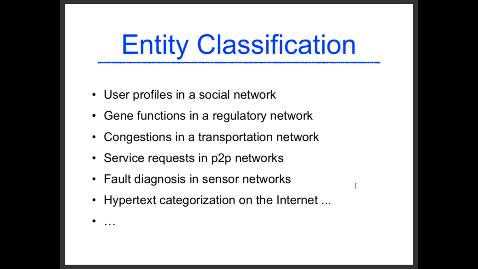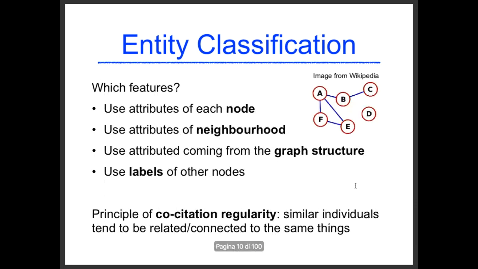Hypertext categorization, so whether a certain page is of a certain topic or multiple topics. This is one of the examples that we will have, and so on. For all these kinds of problems, which are the correct features? Well, the correct features is difficult to say, but which are the features that you can use, that you would like to use, that you should at least try to use?